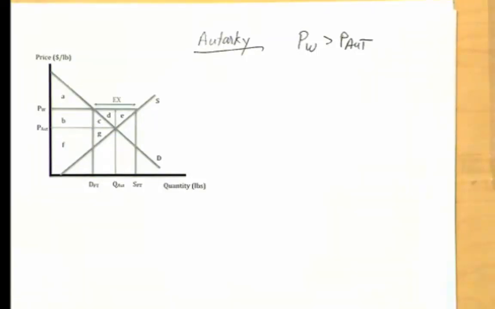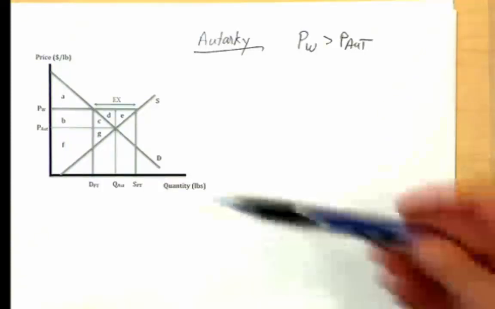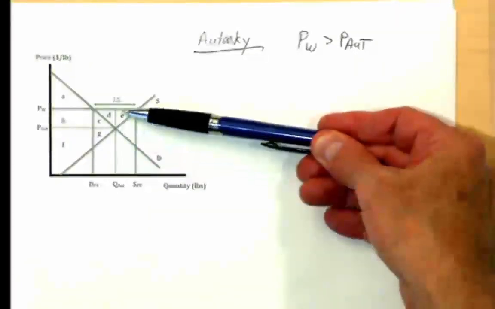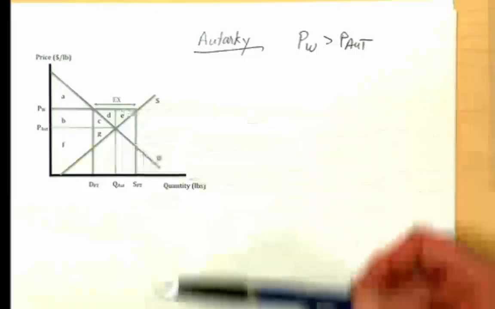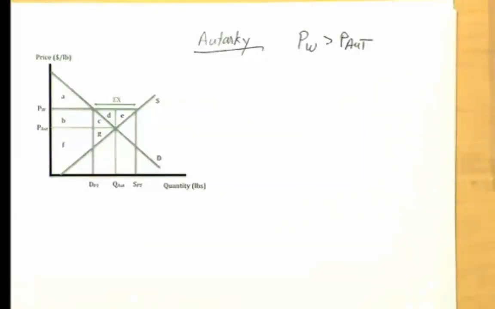What we'd expect to happen then, because of competition both at home and abroad, is that the domestic price is going to rise up to the world price, and everybody in the world is going to face the same price, now of PW.